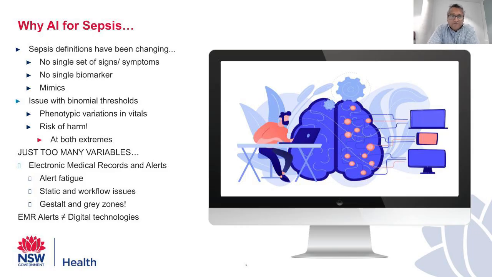So why AI for sepsis? Sepsis definitions have changed and keep changing regularly based on increasing knowledge of the pathophysiology of sepsis. We know there are no single sets of signs or symptoms, no single biomarker, and there are a lot of mimics for sepsis. One of the key issues as we move across with sepsis detection is our current view on binomial threshold.